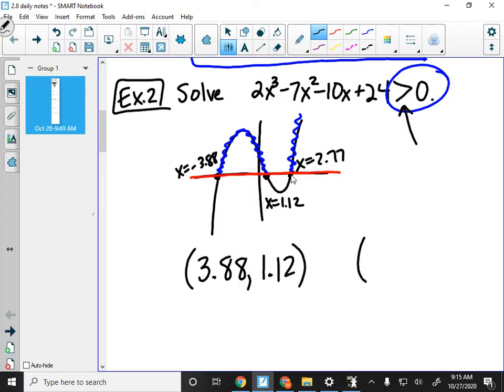As well as that second piece starts at 2.77 and it goes up, but more specifically, it goes to the right forever. So those would be our two answers. Since it's both of them, we can say it's the union of those two sets. You do not need to write that, but mathematically, that is what we're talking about. Those two sets would be our answers.